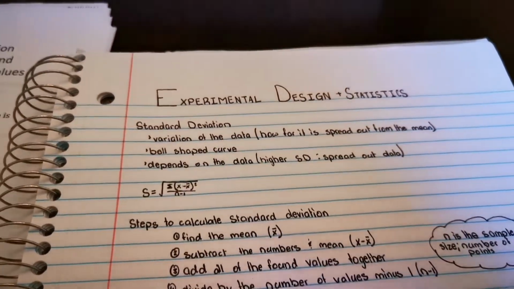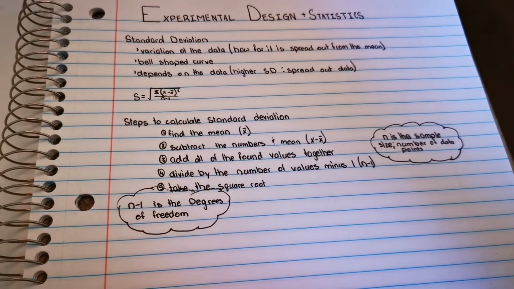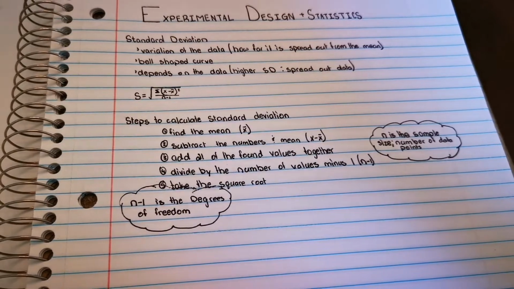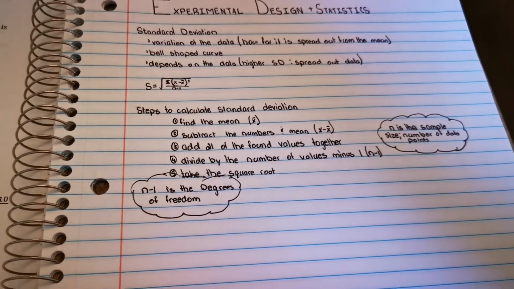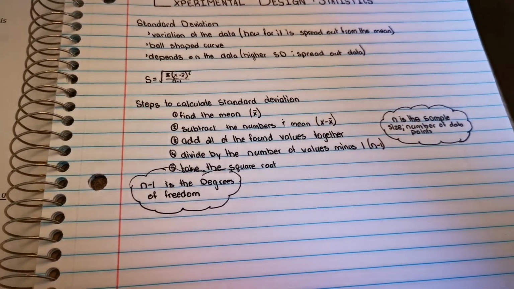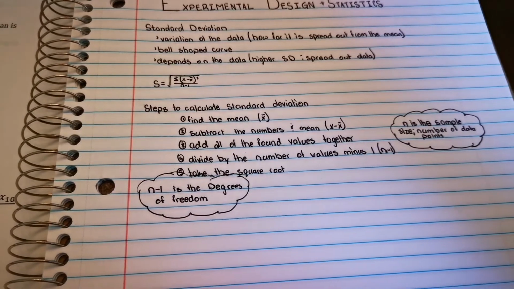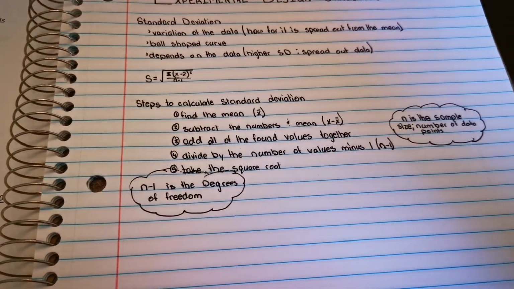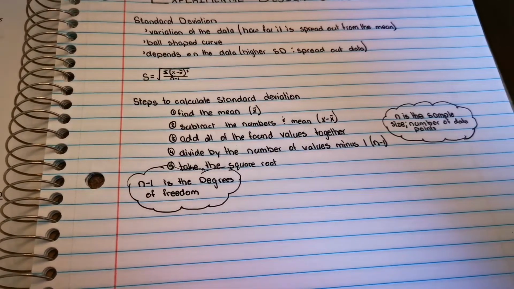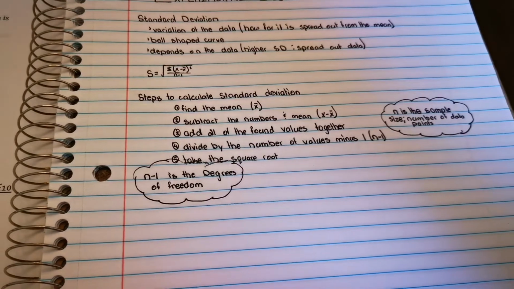So underneath that, I've written the formula for standard deviation, which is the square root of the sum of the data points subtracted by the mean squared over the degrees of freedom. So if you're a bit confused as to how to solve it or what that means, I've written the steps below. To begin, you need to find the sample mean, or just the mean, which is denoted by x with a line over it. And then step 2, you need to subtract the numbers and the mean.